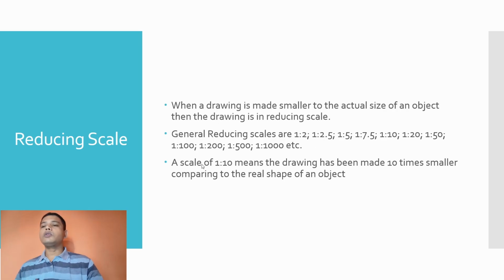A scale of 1:10 means the drawing has been made 10 times smaller compared to the real shape of the object. That means if, let's say, the diameter of any cylinder or any round portion is 1 meter, then I cannot put the 1 meter diameter in 1:1 format in the drawing sheet, because that is too big to put in a drawing. So in that case, let's say we are drawing it in 1:100. In a 10 centimeter diameter circle, we are representing the actual 1 meter diameter. Then it will be said that the drawing has been made in a 1:10 scale.